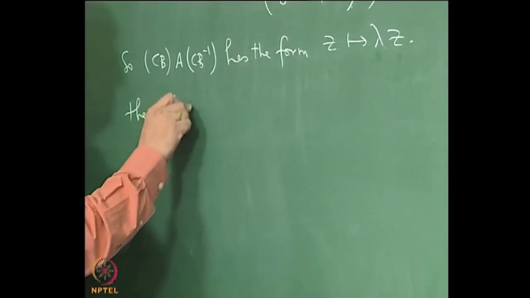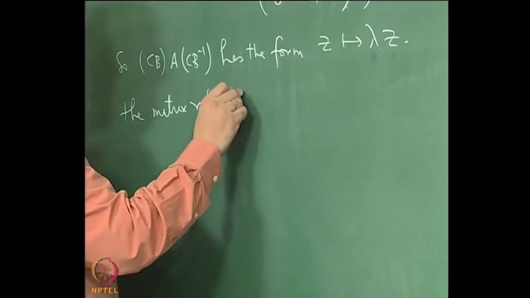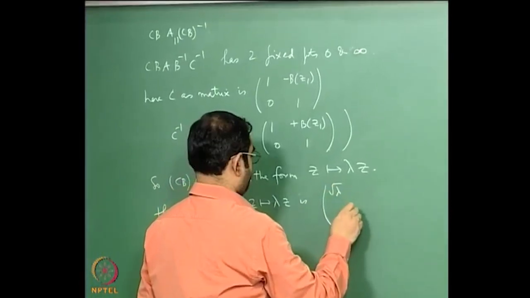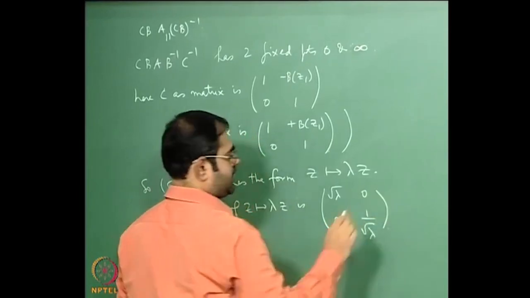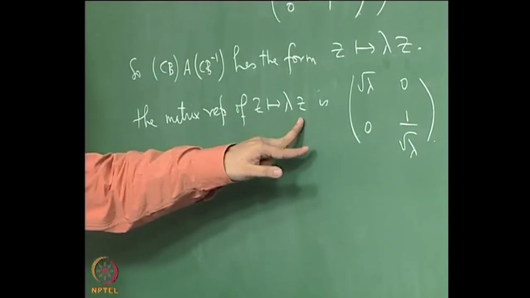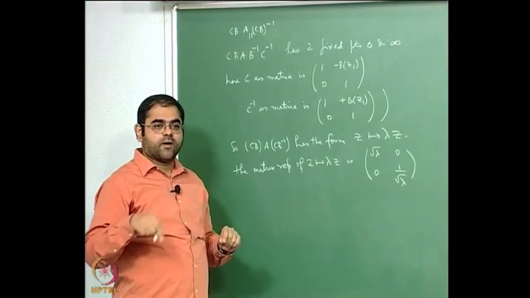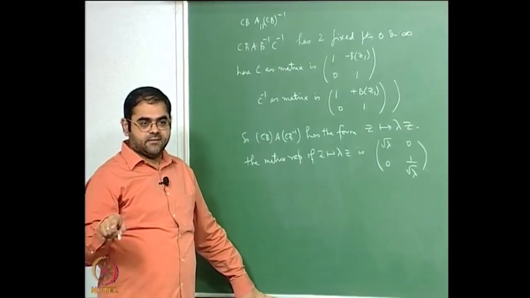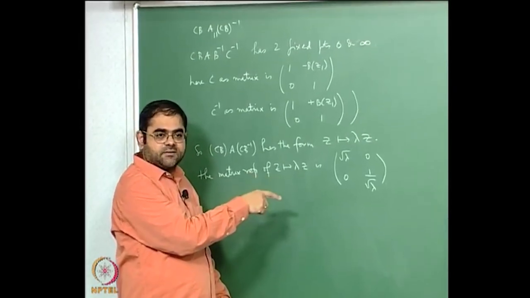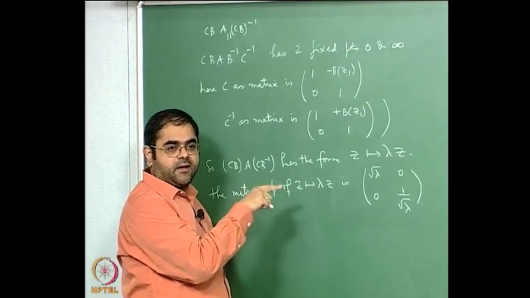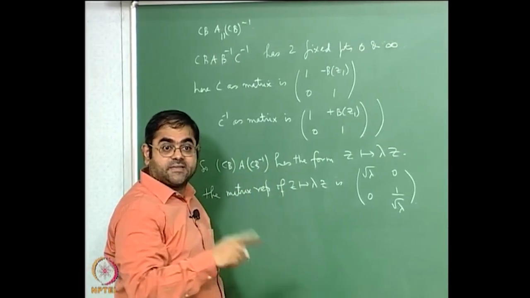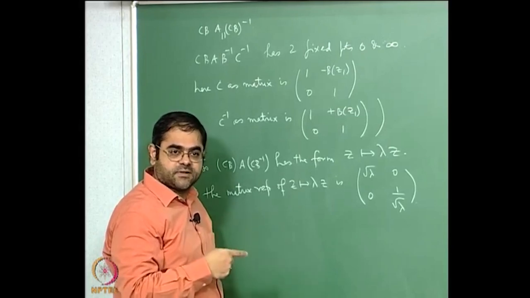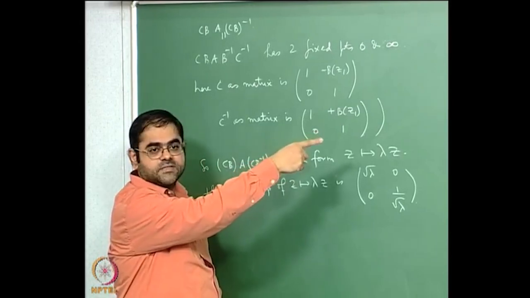The matrix representative of z going to lambda z is square root lambda 0 0 1 by square root lambda. See, if I write lambda z just as a matrix, I will simply get lambda 0 0 1. If I write z going to az plus b by cz plus d as a matrix a b c d, then z going to lambda z as a matrix will be just lambda 0 0 1. But the determinant of that matrix is lambda. It is not an SL2C representative, because I am only looking at SL2C representatives for my calculations, especially when I do this trace business.